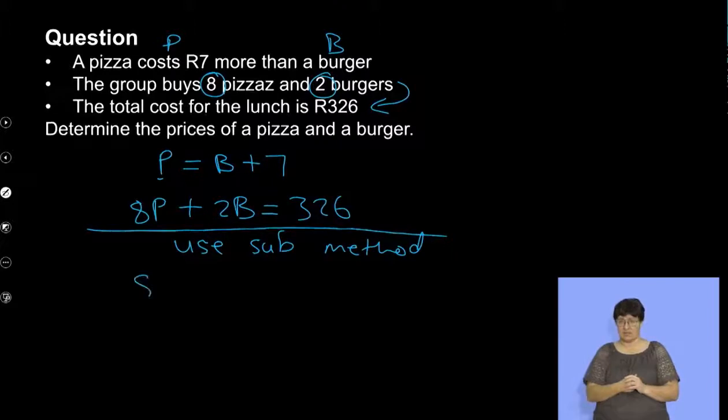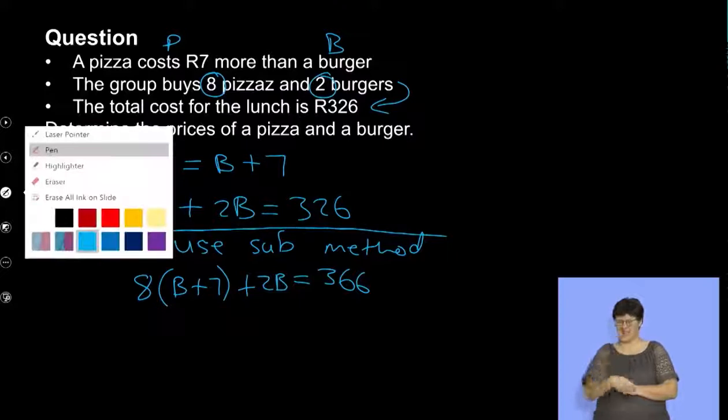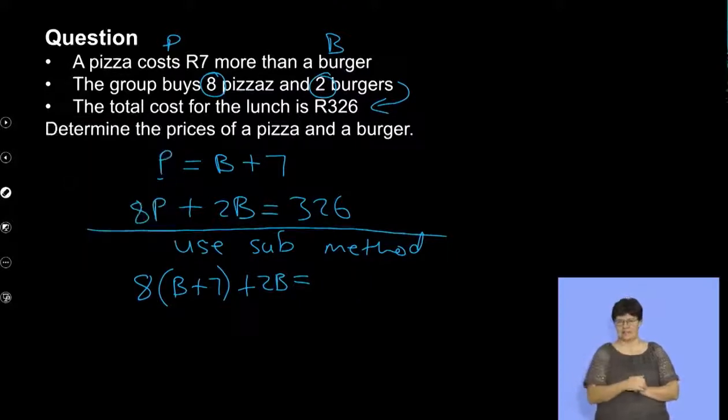Using the substitution method, wherever I see P, I'm going to substitute B plus 7. So this will be 8 into (B plus 7) plus 2B, equals 326, not 66. Now you can see that I only have the burger as part of my equation. I want to solve for B. At a later stage, I will substitute it in order to get what P is.